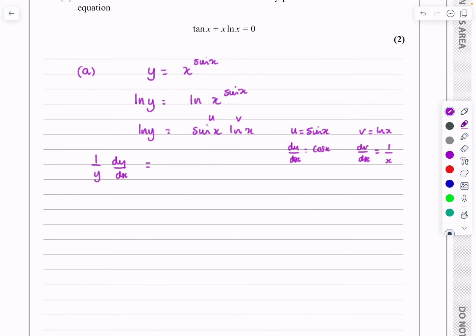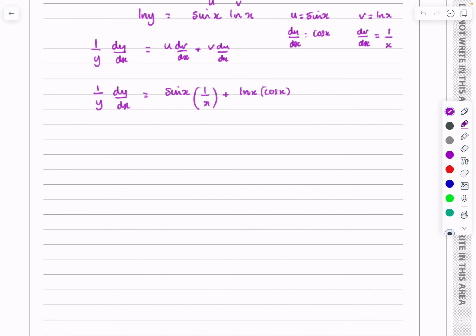Differential of sine x log x is u dv by dx plus v du by dx. I don't think you necessarily need to write this in, but it's just for people who might be a little bit stuck at this stage. It is equal to u dv dx, which is those two, so that's going to be sine x times 1 over x, plus v du dx, which is the other two. So that's going to be log x times cos x.